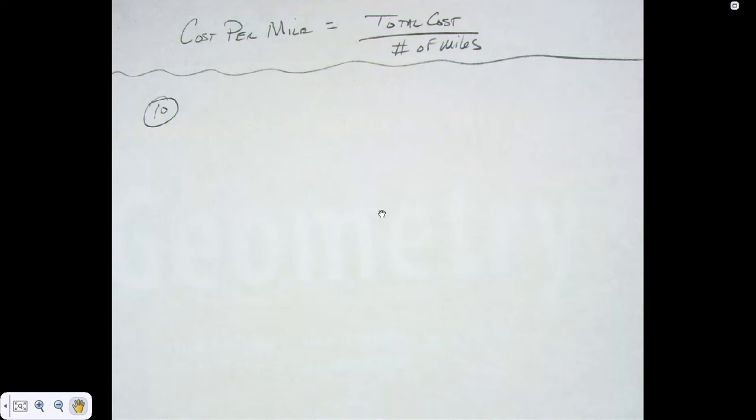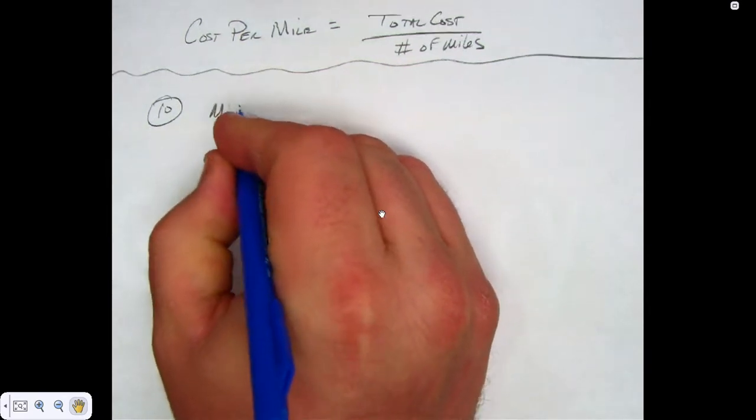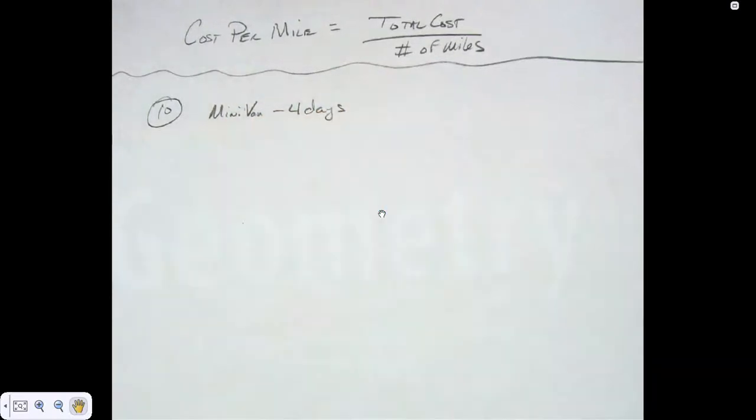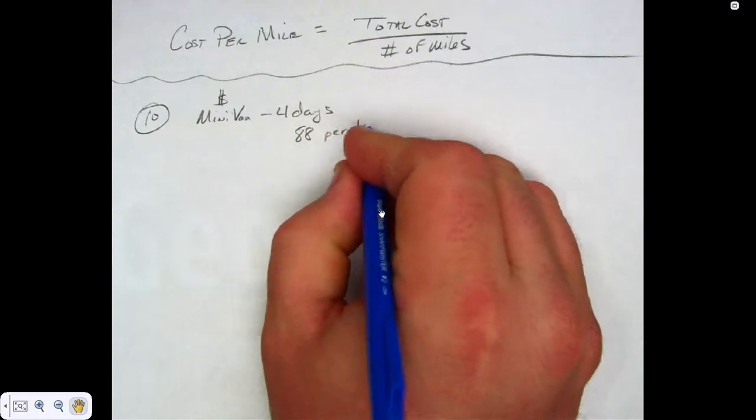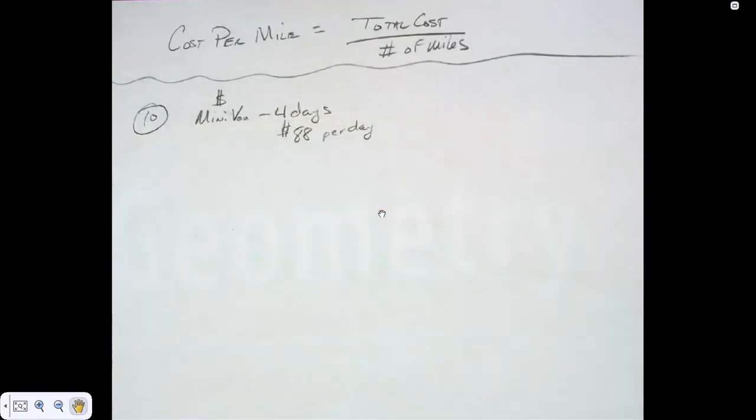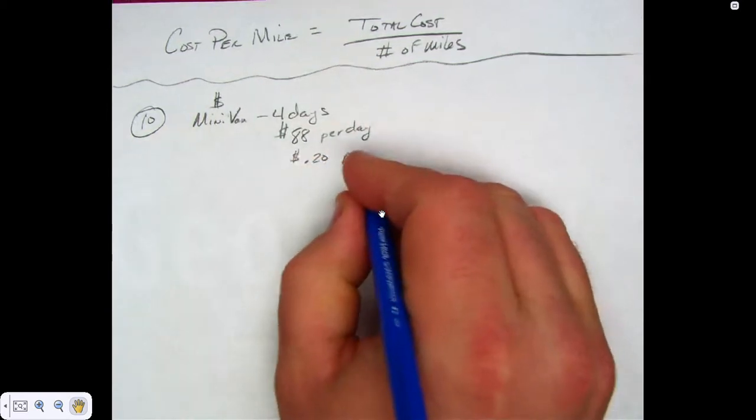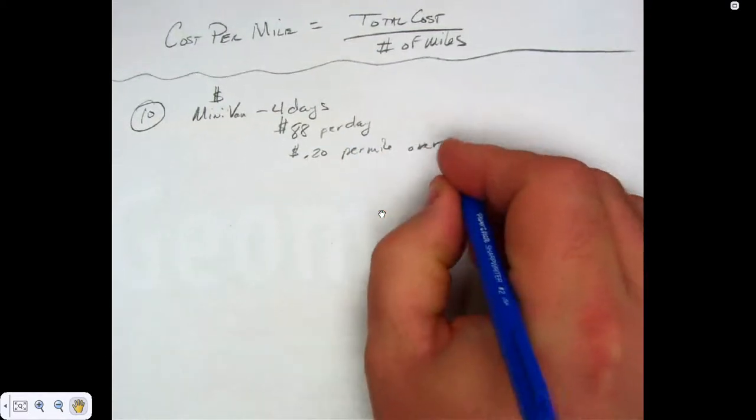He rented a minivan for 4 days in Tampa. So let's talk about the price of this minivan. It's for 4 days, $88 even per day, plus $0.20 per mile over 200 miles.